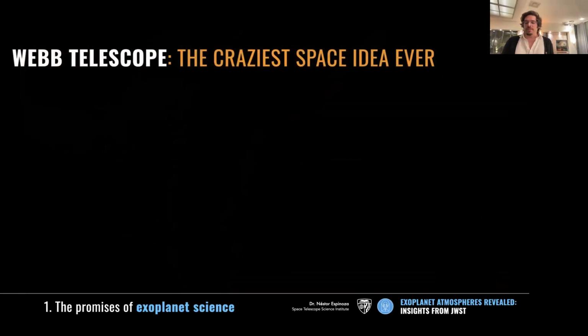I do have, of course, to introduce a little bit the James Webb Space Telescope. I already told you it's awesome, but I want to tell you also that it's an engineering marvel. I always like to introduce this as the craziest space idea ever, because it's such a crazy engineering experiment that I would have loved to be in that board meeting that decided this thing, to hear someone propose this and everyone going like, this is crazy. How are you going to do this?